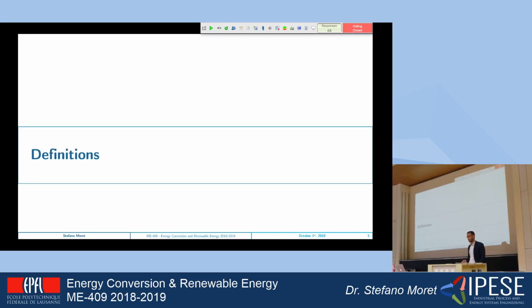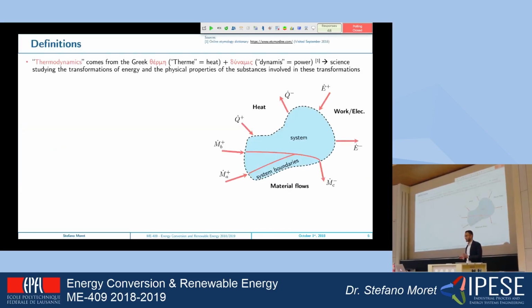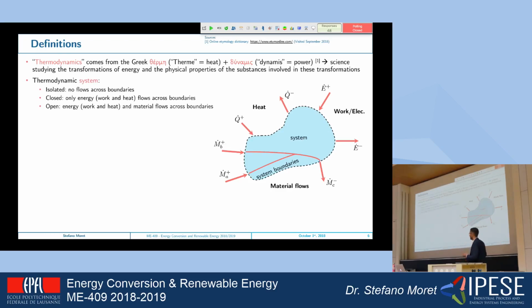So let's start with some definitions. When we talk about thermodynamics, it started historically as the science of studying heat. The main concept is that we will refer all the time to a system. A thermodynamic system is a region of space which is delimited by boundaries. We separate this system from the rest of the universe.